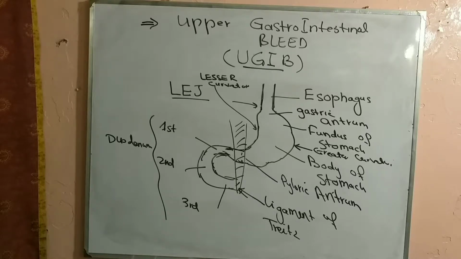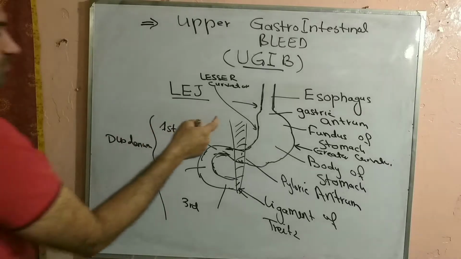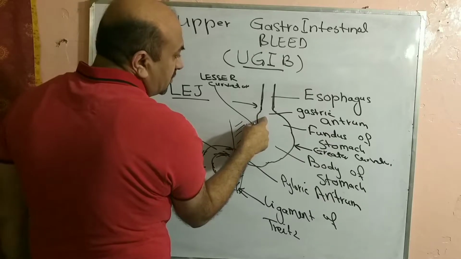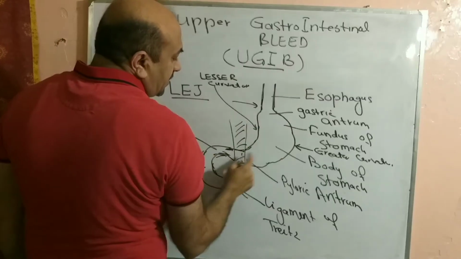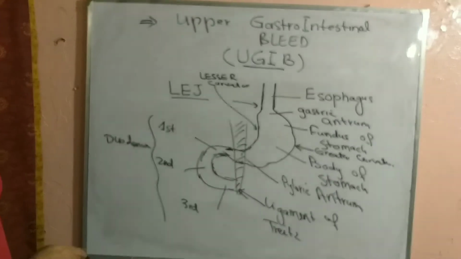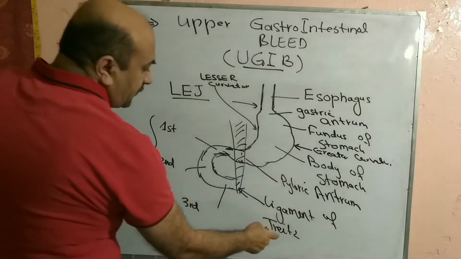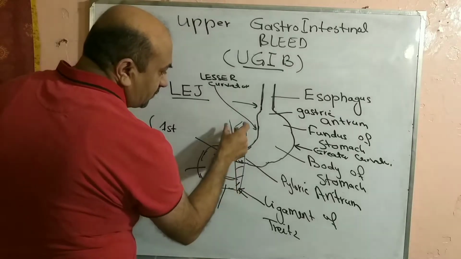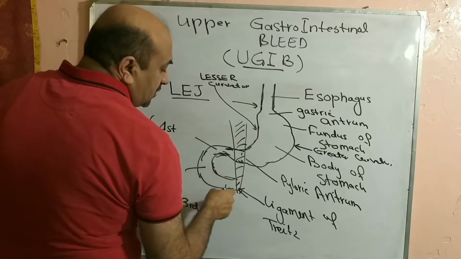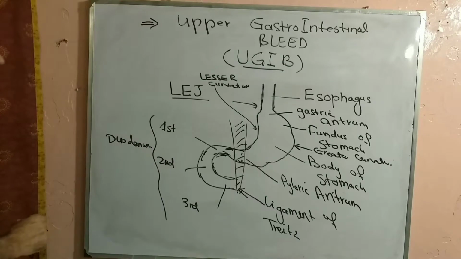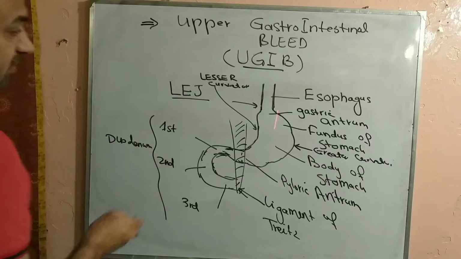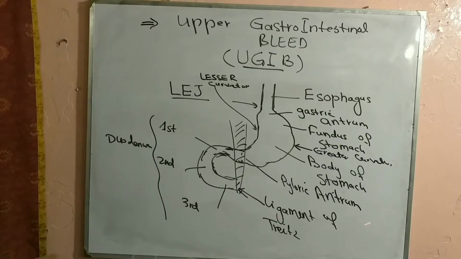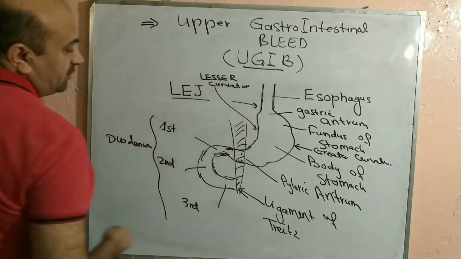Now, this is also known as the cardiac antrum, because this is the cardia part, fundus part, body part, and pyloric part. And this is where the ligament of Treitz is attached as a suspensory ligament towards the very last part of the duodenum. And any bleeding happening in an area of the gastrointestinal tract above the level of the ligament of Treitz is known as upper GI bleed.